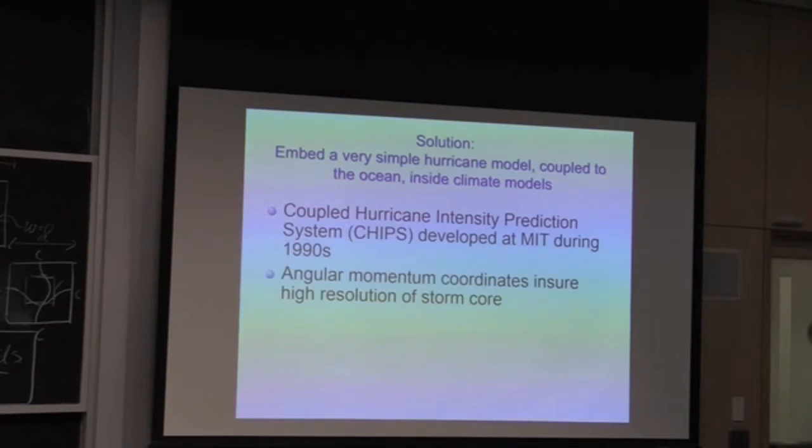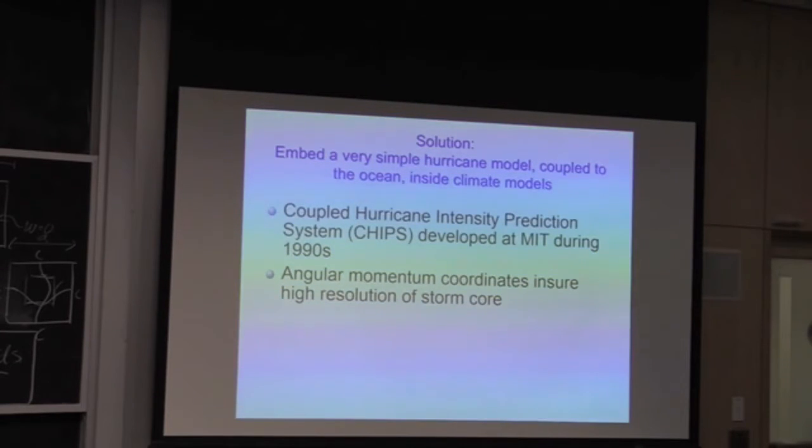Its key feature is something borrowed from fluid dynamics that was done commonly 50 years ago when computers were really slow, which is to discover that there are coordinate systems better than physical coordinates in which you phrase the partial differential equations that make them simpler and more effective. And in this case, the coordinate system we use for radius, instead of being physical radius, the independent variable is angular momentum away from the center of the storm.